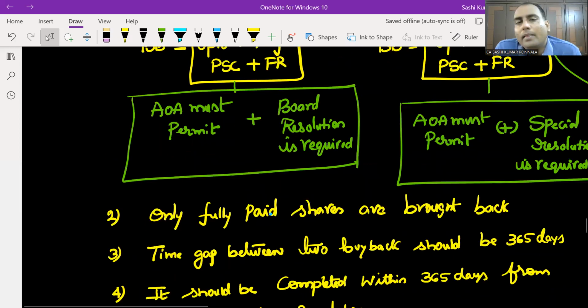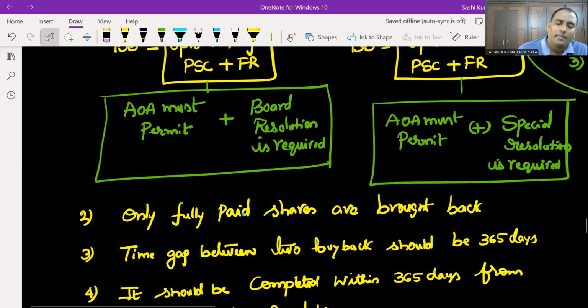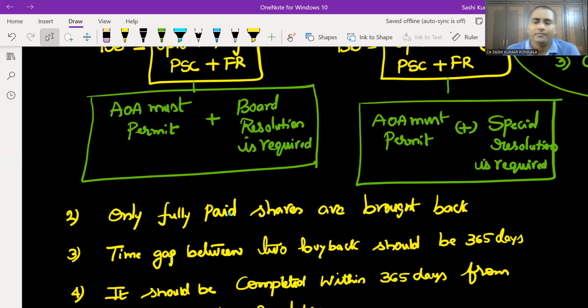In the first scenario, if you want to buy back only 10% of your paid up capital and free reserves, there must be a specific provision in the Articles of Association to permit this buyback process. And I repeat, this is also required. The company's board of directors has to pass a resolution for this buyback process. So a board resolution is required. At the same time, the Articles of Association should permit this. These 2 are enough.